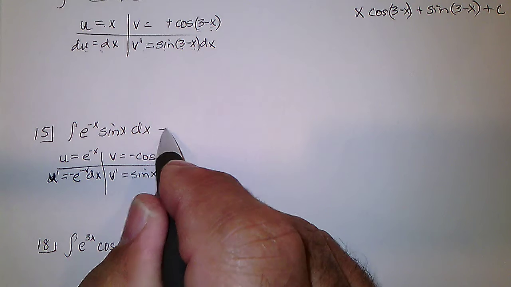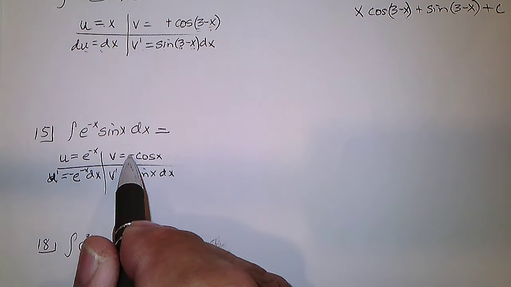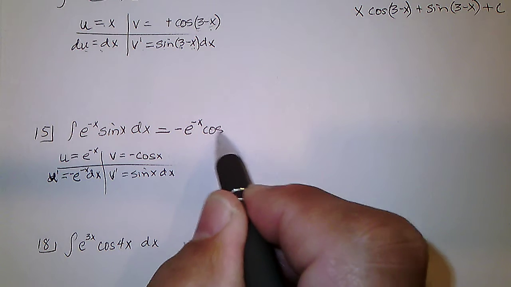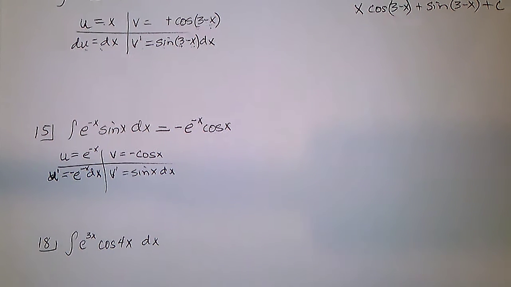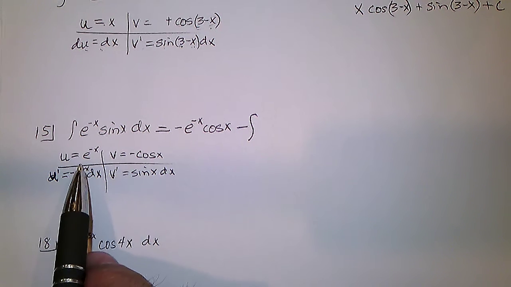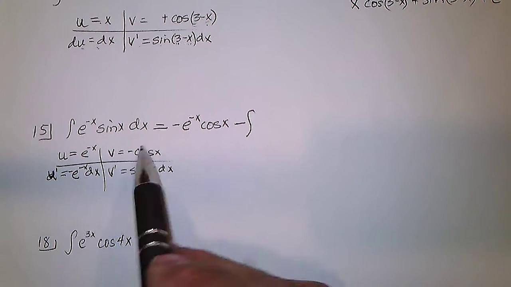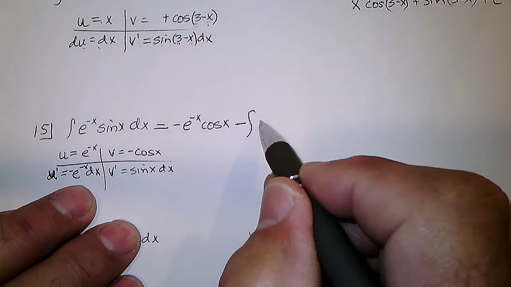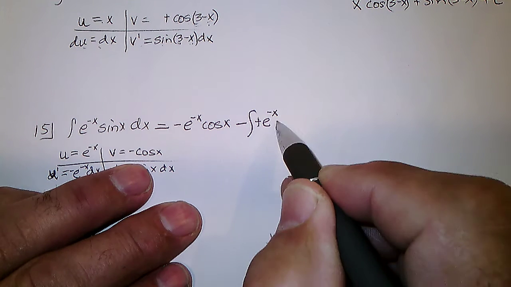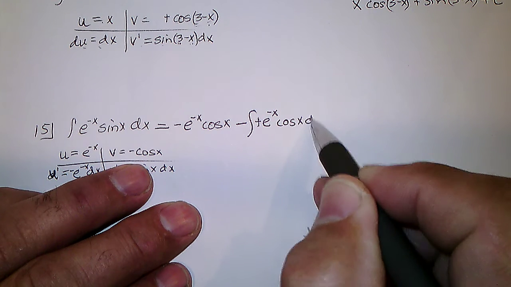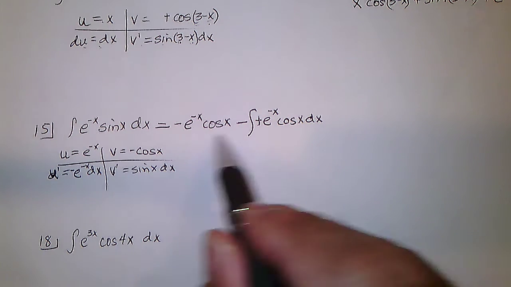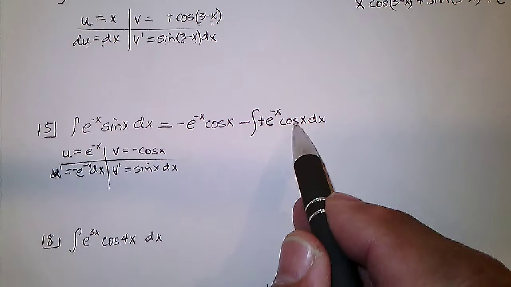So my first integration by parts would turn into negative e to the negative x cosine x, that's uv, minus the integral of what I have left here, which is, we use these, we use those, we go this way, negative e to the negative x times a negative cosine x dx. Okay, so I've still got something that looks similar to this, only it's now a cosine instead of a sine.